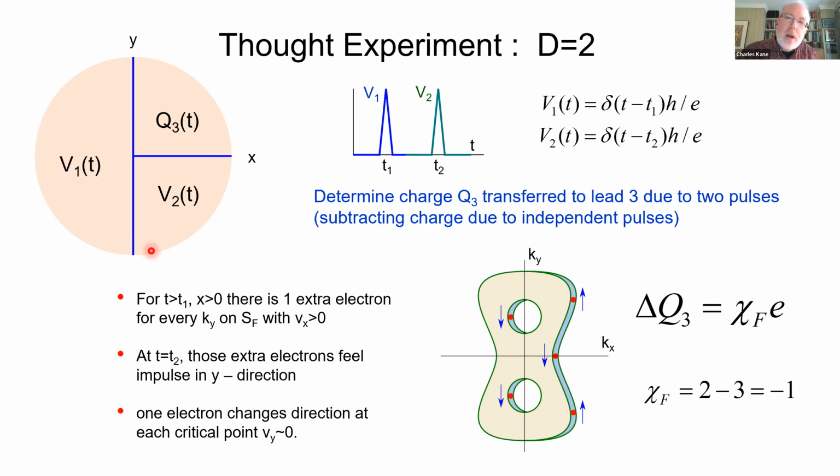Now imagine that I apply a sequence of pulses. I apply a voltage pulse to the first region. Since this first region is the entire half plane, we know what happens after that. Because I have translational symmetry in the y direction, every value of ky is just like a one-dimensional system, like the case I had before. So for every value of ky, after this first pulse, there's one extra electron on the right side of the Fermi sea going to the right, and one extra hole on the left side of the Fermi sea going to the left.